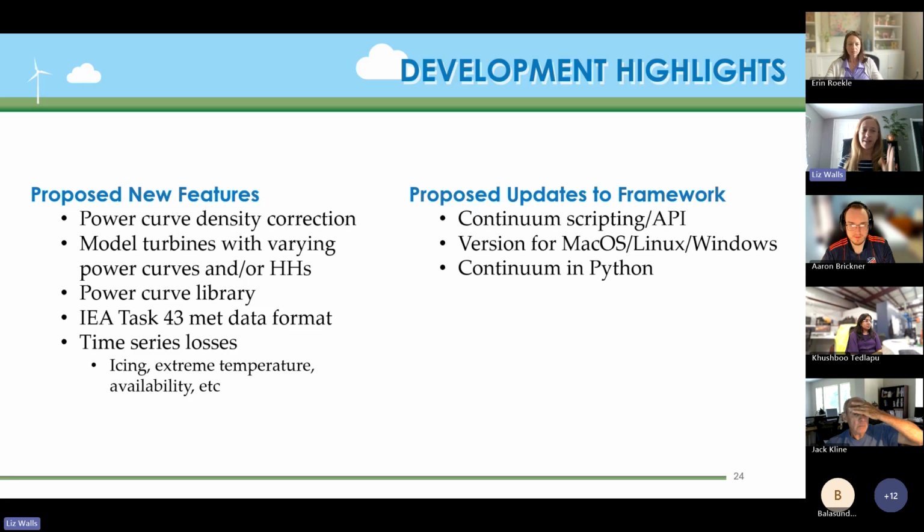And then the last one, so I guess just 4 new features, I miscounted. The last one is updating the software so that it can read in not only the metadata formatted specifically for Continuum, but adding in the metadata format that the folks at the IEA Task 43 have come up with. So they're trying to standardize how metadata is formatted. And we thought it would be helpful if we incorporated that metadata format into Continuum just to make it easier to ingest the data.